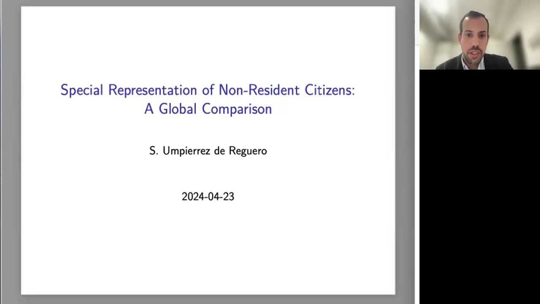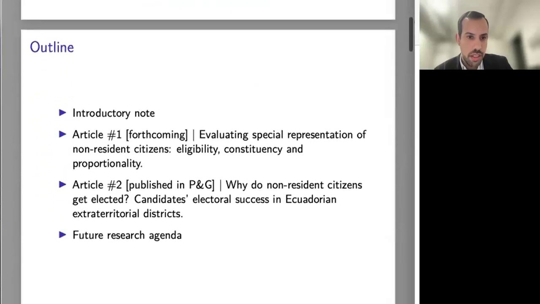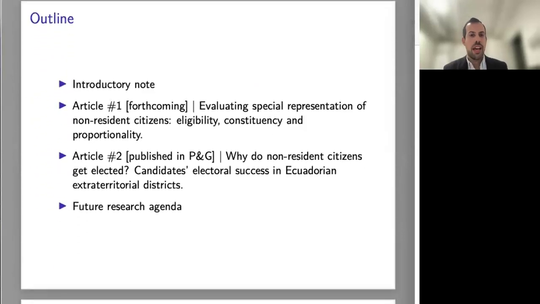They call for the first article, which is a kind of global comparison, both empirical and normative, on the special representation of non-resident citizens. And we base it on three dimensions that I'm going to explain later. And then I'm going to delve into another paper that, as I said, is already published in Politics and Governance.